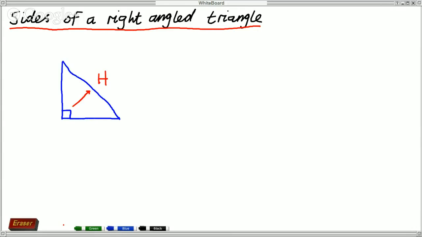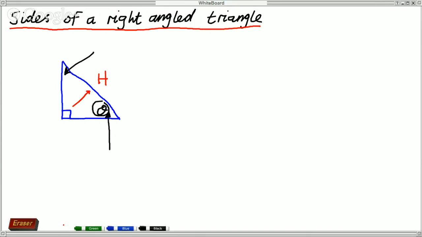Now we're going to look at the other two sides, and that depends on where you choose a given angle. So in this case, I've chosen my angle to be in here. I could have chosen it to be up here, but for now, this is the choice I have made. And we can't choose the right angle. You have two possible choices, and I have chosen my angle to be down the bottom here, denoted theta.